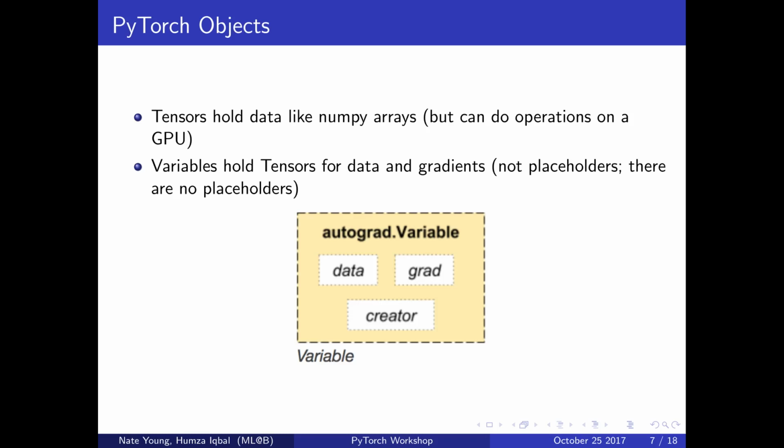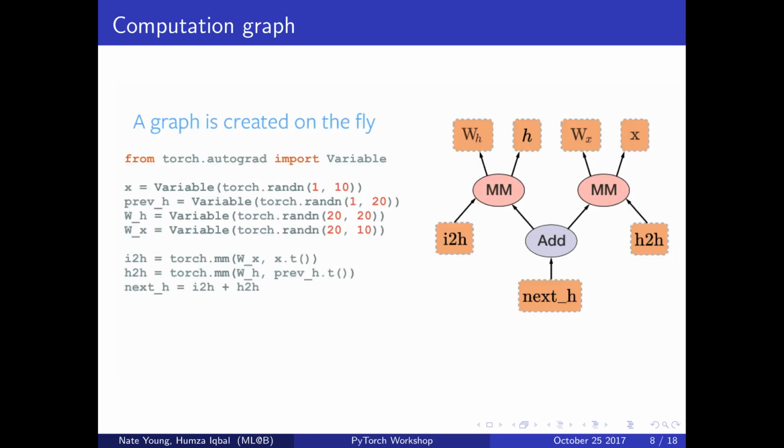The data and grad in this autograd.Variable are tensors. So that's how variables wrap tensors for use in the actual neural nets, where you need creator to be able to define the structure. You need grad because you're going to have to do gradient descent eventually. And of course you need data because it's holding the data. So let's go to the next one.